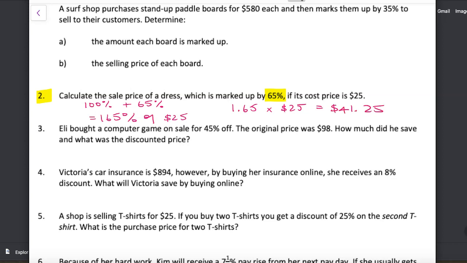So the idea of increasing or decreasing by a percent allows us to mark up items or to discount items if we want to put them on sale.